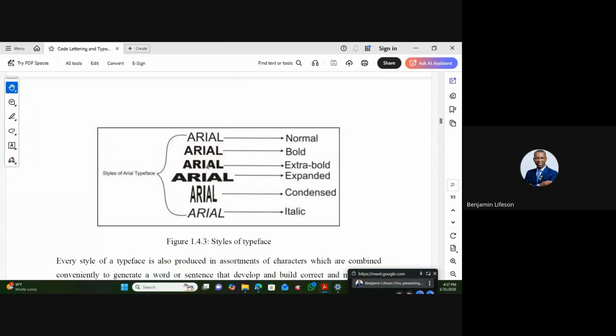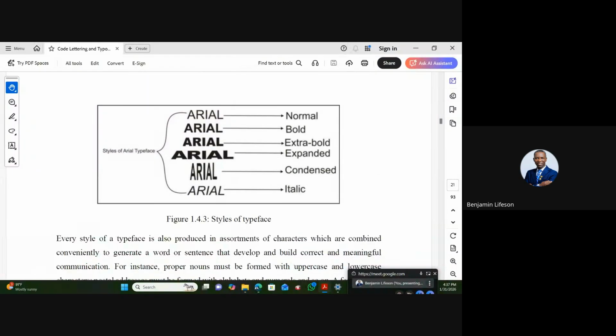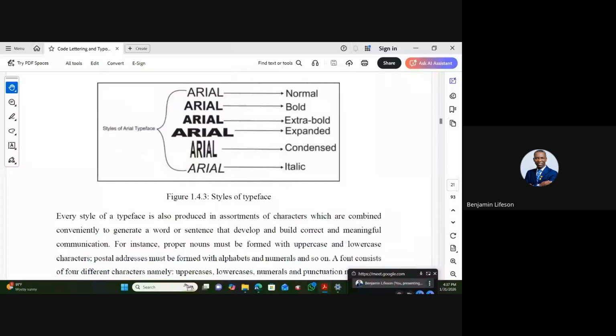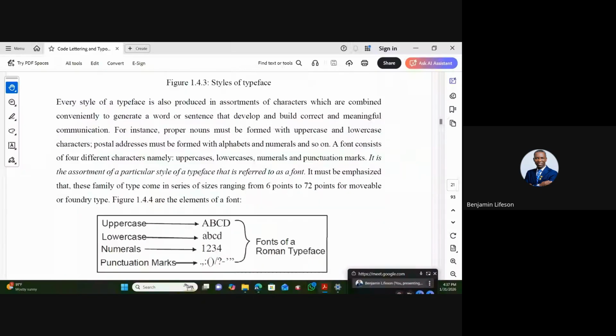If it is appearing this way, there's a bit of thickness. There is extra bold. If it is thick but elongated, we say it is expanded. If it is a bit thick and it has been pulled up, or a bit compressed, we say it is condensed. Then if it is slanted, we say it is italic. So that is the style.